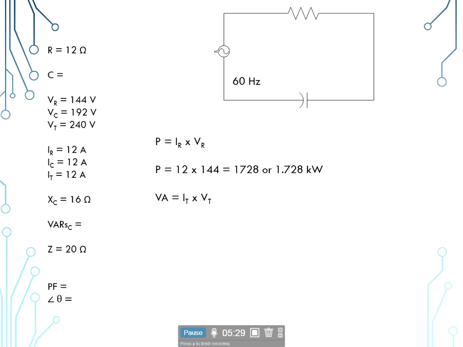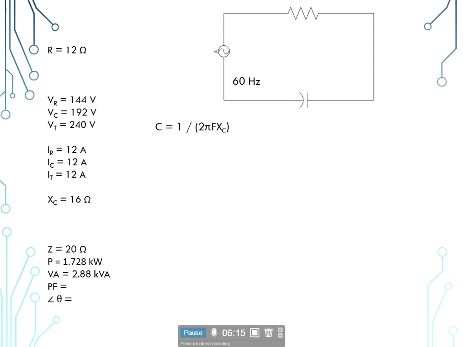Now, here's another new term, VA, V as in Victor, A, which stands for volt-amperes. It is also called our apparent power, the power that it appears the circuit is producing. And so VA is equal to I sub T times V sub T. Our 12 amps times our total voltage of 240 volts will give us 2.88 kVA. So it is measured in volt-amperes and not watts, that way we can distinguish the difference.